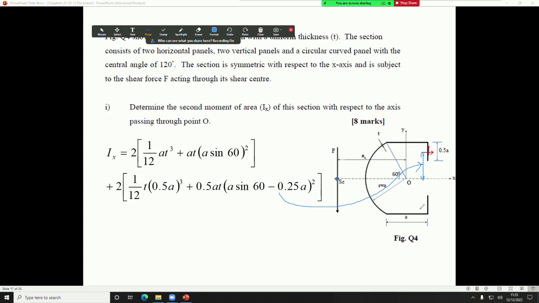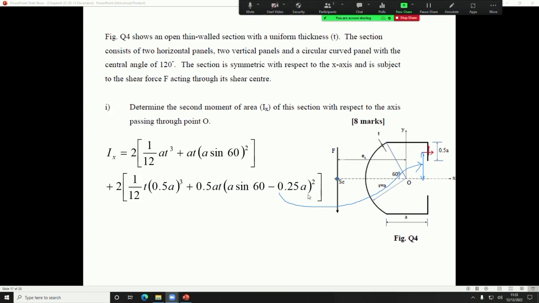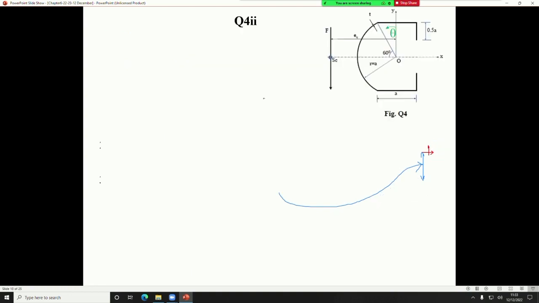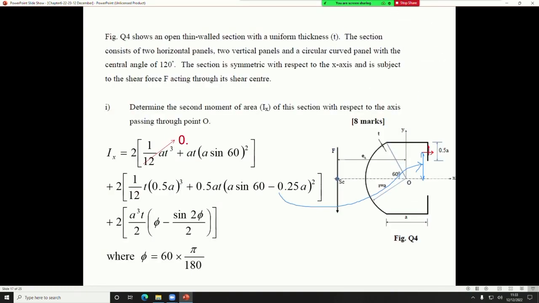Okay, now we move on to the last part. For an arc with a central angle of 60 degrees, I extract this equation from the formula sheets. The central angle is 60, but I have to keep it in radians. This is when we are directly working with angles. So I keep it in terms of 60 times pi divided by 180 degrees. And then if I substitute the value, the answer is almost equal to 3 point something a cubed t. I've got the answer here. Any question in relation to this example?